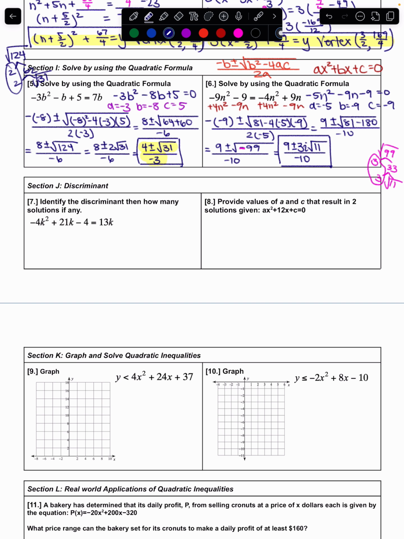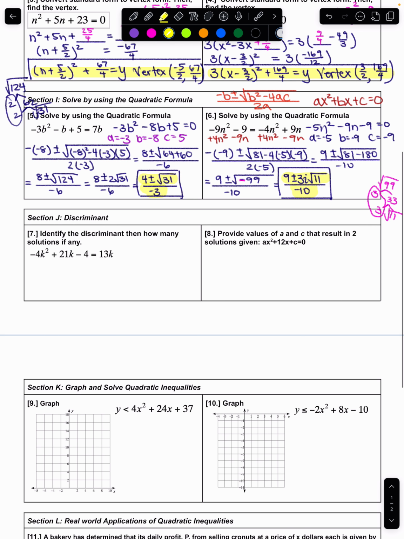The most important part of section I is you need to know your quadratic formula. And you cannot start to identify a, b, and c unless it is in standard form and is equal to 0. And please use parentheses. You may have noticed I've been using parentheses throughout question 5 and 6. They will help you avoid any algebra traps when it comes to the quadratic formula. So that is section I.